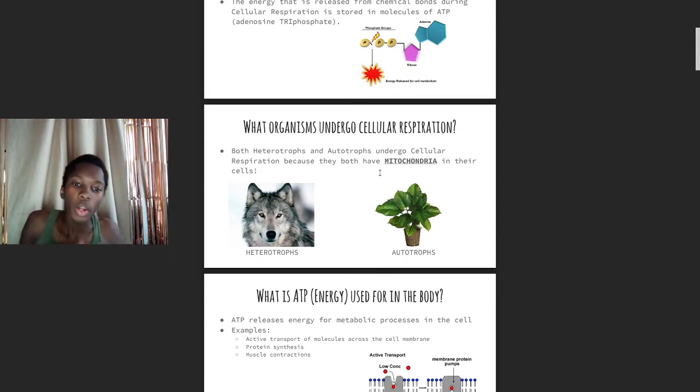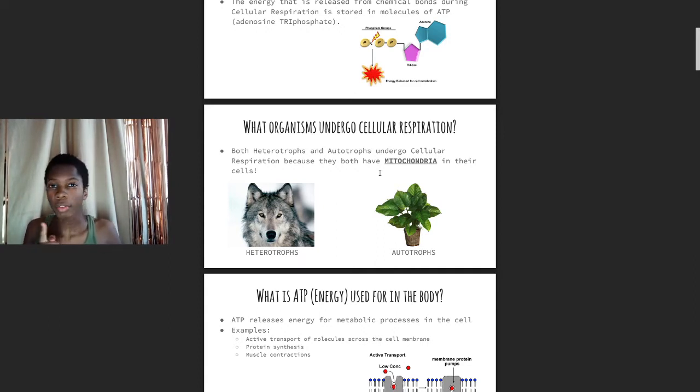Alright, next up. What organisms undergo cellular respiration? Both heterotrophs and autotrophs undergo cellular respiration because they both have mitochondria in their cells. Now, you may have heard the mitochondria is the powerhouse of the cell, and it's true. The mitochondria does pretty much power and operate the cell. So, as you can see, heterotrophs are things like animals and mammals, and autotrophs are plants. It's just that simple. There's not much that you need to remember.